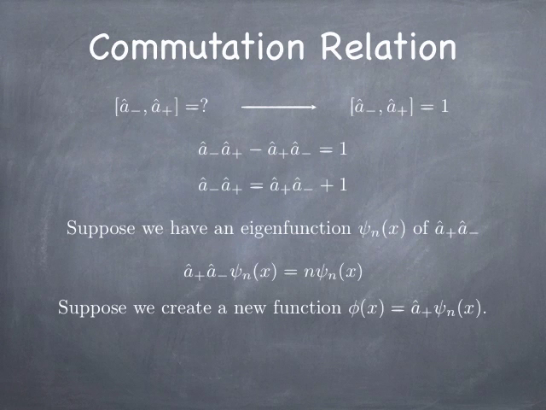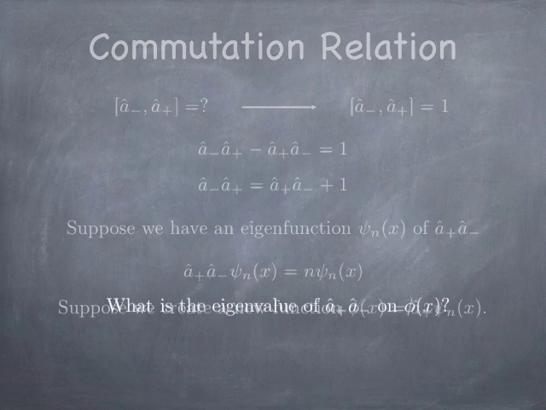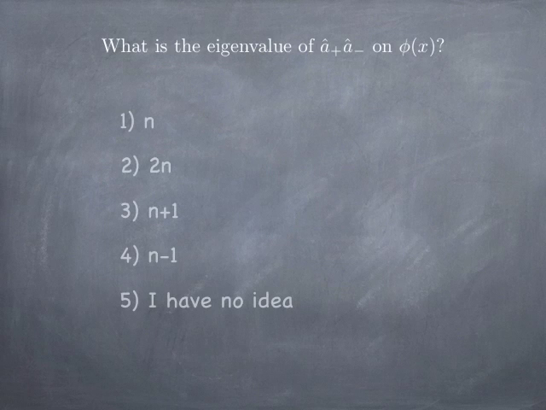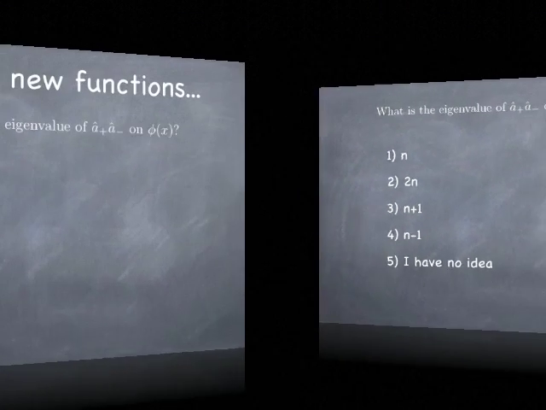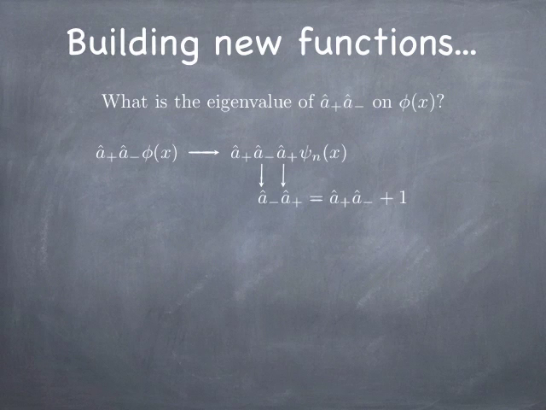So let's see how that works. Suppose we create a new function by applying a plus to psi sub n. We'll call that function phi. And what is the eigenvalue of a plus a minus on that phi function? Well, you can answer that. It turns out the correct answer is n plus 1, but let's see how it happens. A plus a minus on phi is the same thing as a plus a minus on a plus psi sub n. But a minus a plus is a plus a minus plus 1. We know that's the commutation relation.